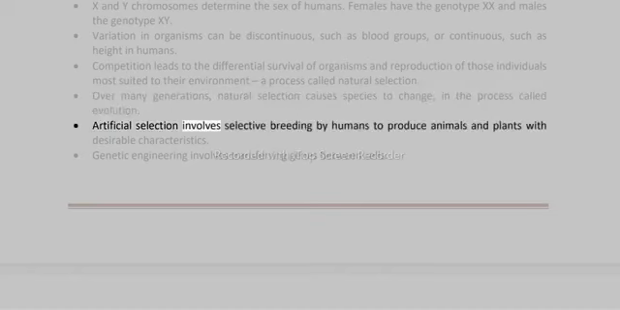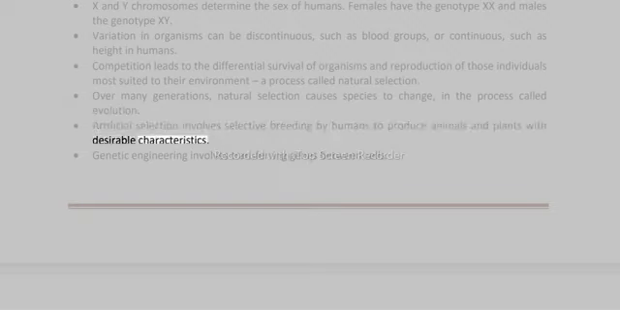Artificial selection involves selective breeding by humans to produce animals and plants with desirable characteristics. Genetic engineering involves transferring genes between cells.